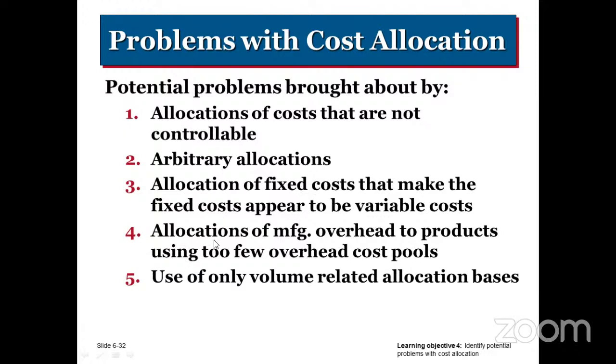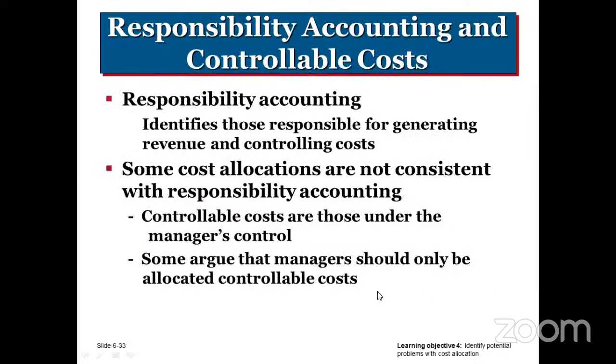Allocation of manufacturing overhead to product using too few overhead cost pool. That means you gather the cost pool just too few lah. That means become under allocated lah, not relevant. We will go into detail. Use only volume related basis. That means you only use the basis of machine hour, labor hours, things like that lah, but may not be relevant sometimes. Okay, I'll go faster a bit.